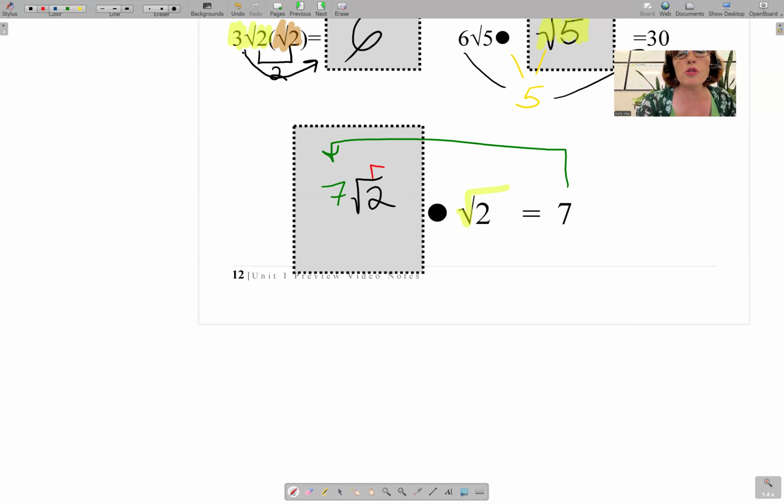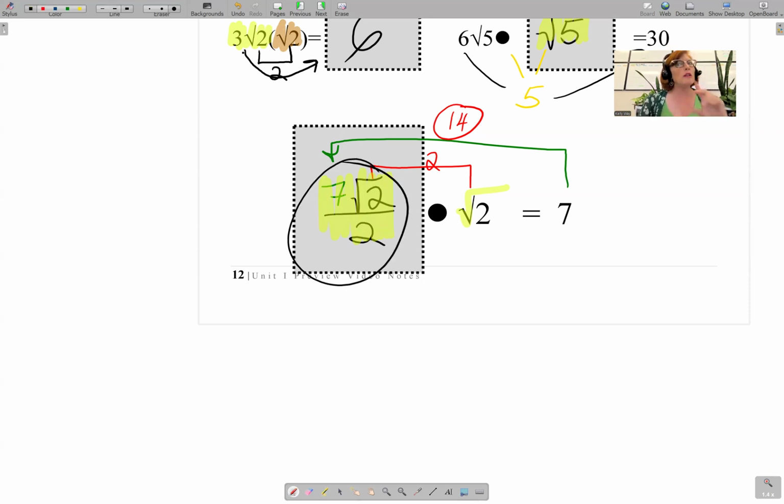Root 2 times root 2 is 2. 7 times 2 gives us 14. If I want to get 14 back down to 7, what do I do? I divide by 2. That's it. So the correct answer for something times root 2 is 7 is this entire entity, 7 root 2 over 2. That is a single number. I know it doesn't look like a single number. It's called a term. It's a single term. Ready?